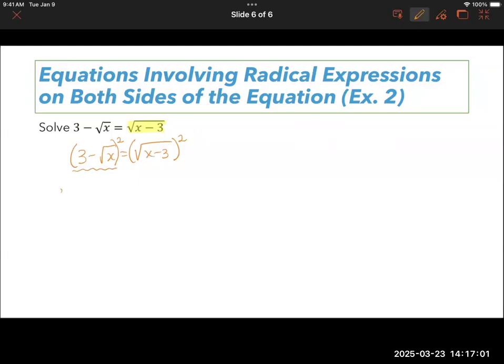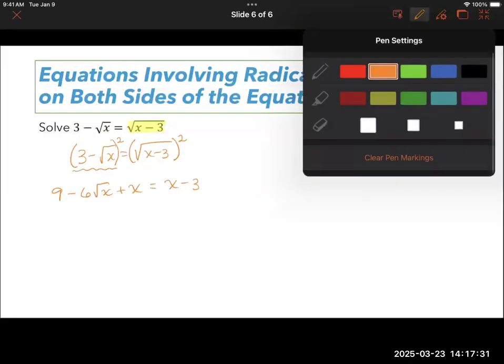And so we're going to end up with 9 minus 6 square root of x plus x, because square root of x squared will be x. And that's going to equal, on the right side, just the x minus 3. The square root and the square cancel each other out. Now, you'll notice we did not entirely get rid of square roots yet. We still have this radical.